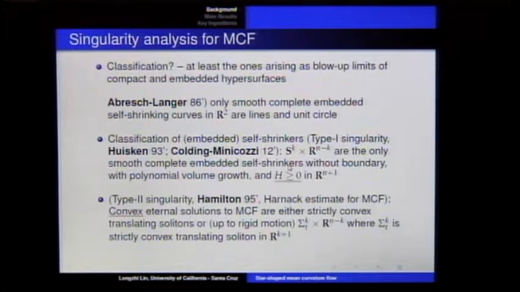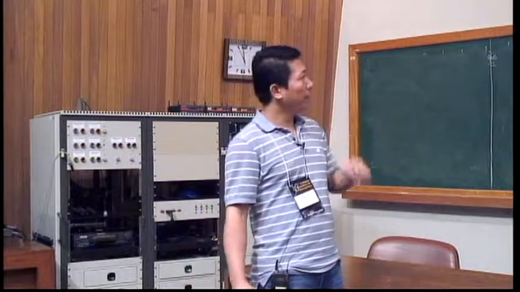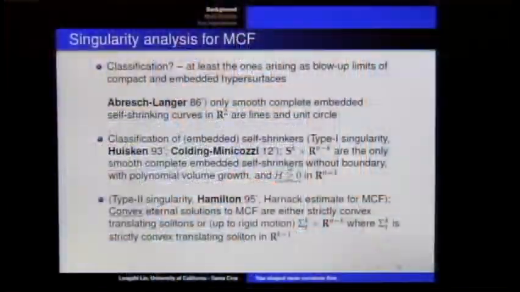So for type 2, the only result that is known so far, I guess, is due to Hamilton. I should also mention before that Colding and Minicozzi also proved that if along one sequence of the blow-up you get a generalized cylinder, then along every sequence you get the same cylinder. So that's the uniqueness of the tangent flow. If it's a generalized cylinder, then you know it's always the same cylinder.